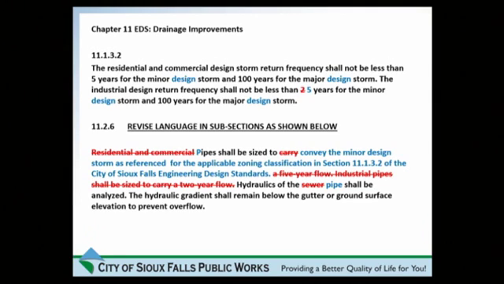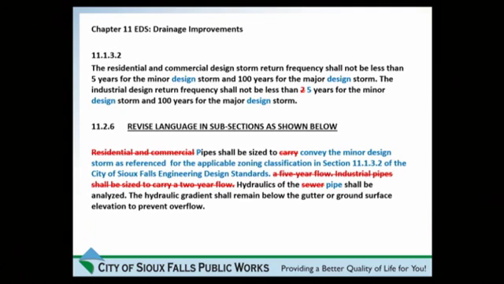Start with Section 11.1.3.2. Basically, to summarize it, the intent is to change the design return frequency for a minor storm, which is basically how the inlets and pipes, how the system is designed, from a 2-year to a 5-year. We did do some research on what communities are doing around the city, so we looked at Bismarck, Omaha, Rochester, those communities, and used that as a benchmark to basically require this system to be larger than what the current requirement is.